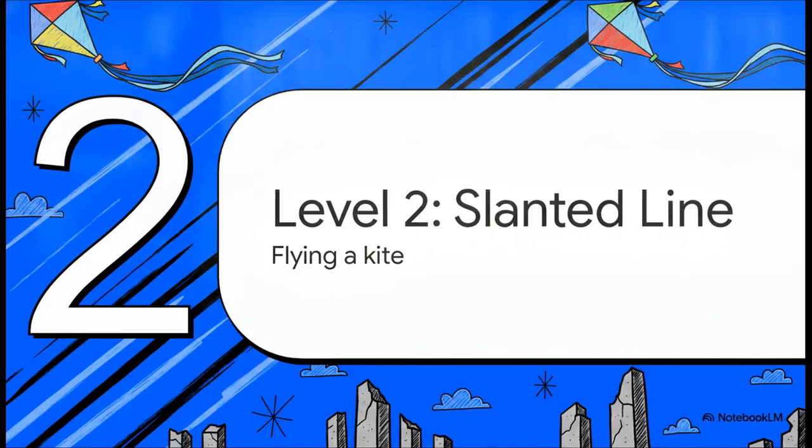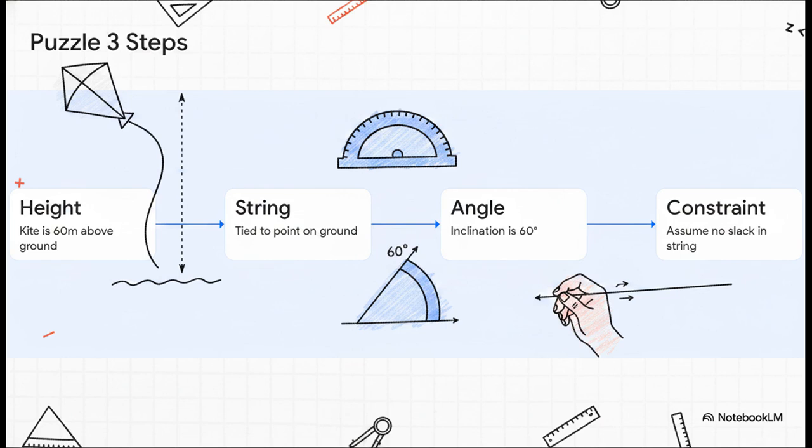Moving right along, we hit Level 2, the slanted line. We're shifting gears entirely here.